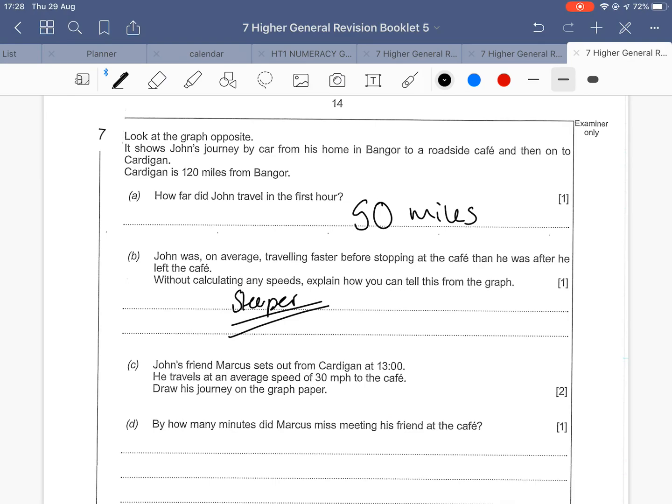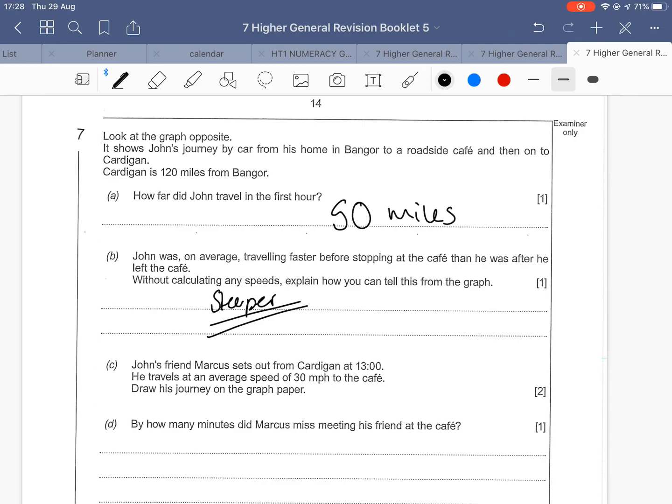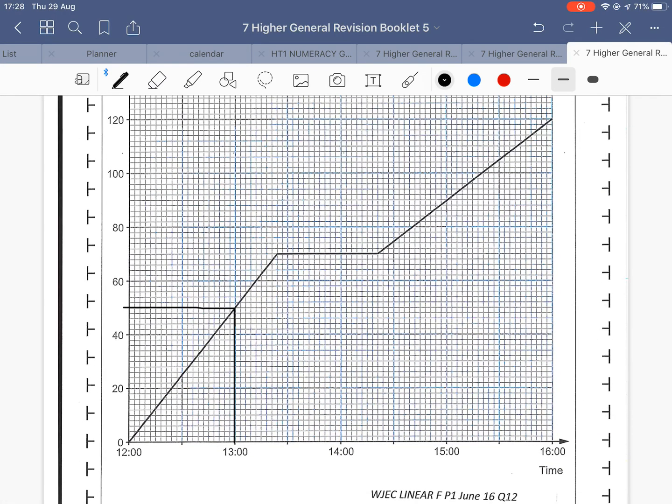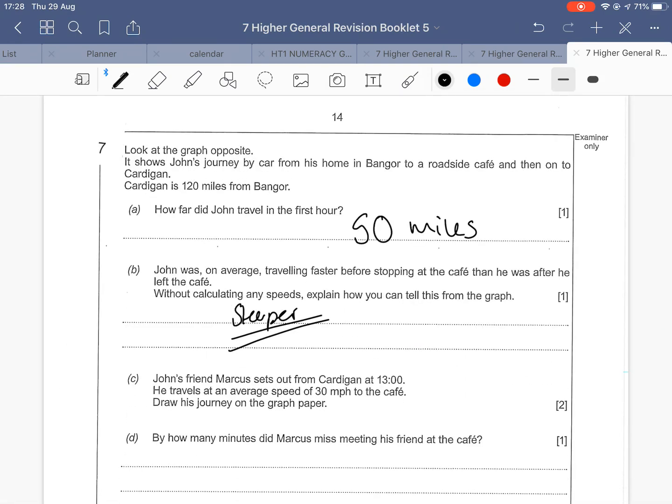John's friend Marcus sets out from Cardigan at 1 o'clock. He travels at an average speed of 30 miles per hour to the calf. Draw his journey on the graph paper. Okay, so we know where the calf is. The calf is 50 miles away. So let me read it again.